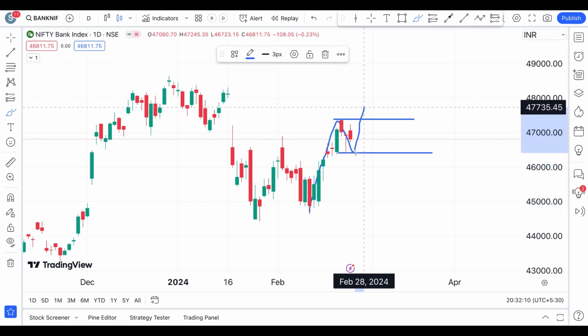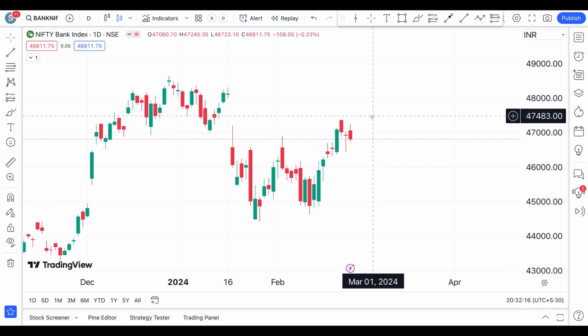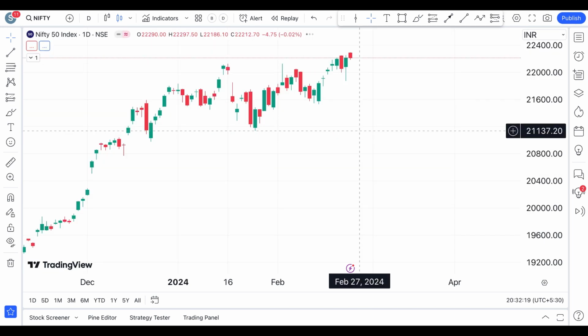Okay, now we need to see a break above that, and you know what next levels are in the Bank Nifty. So that's it about the Bank Nifty. Now quickly let's remove all these drawings and quickly change our chart to the Nifty.